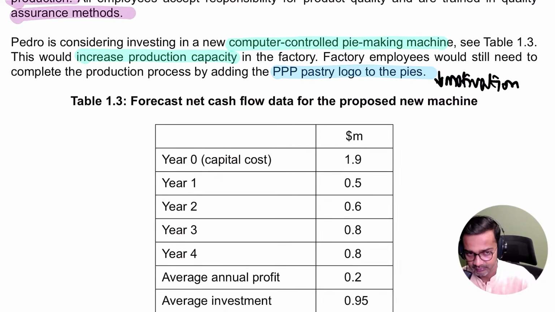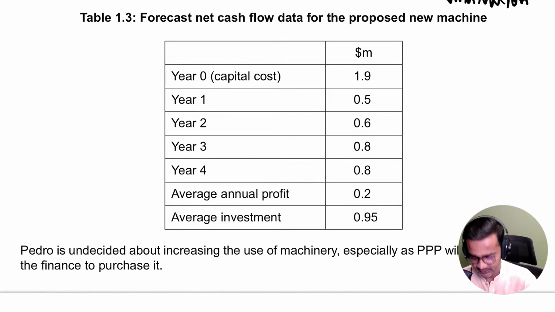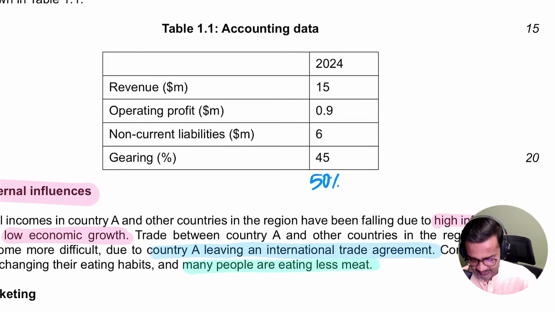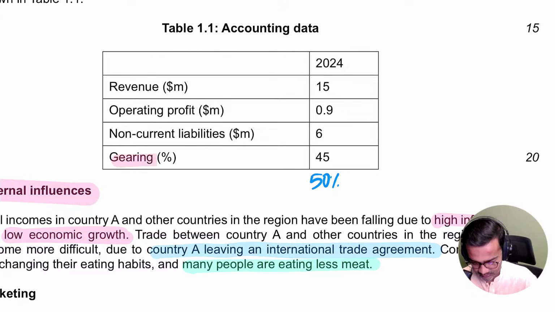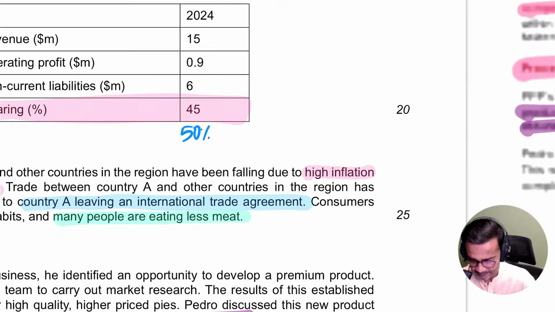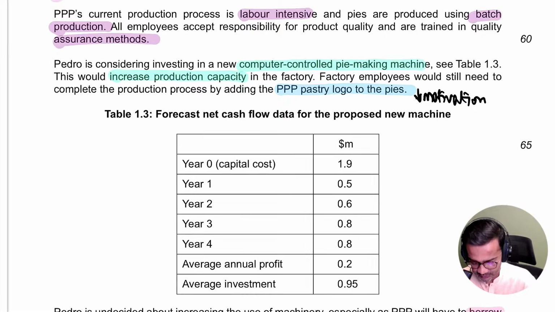Then we're given some financial data here, and we end the case study with this, that Pedro is undecided about increasing the use of machinery, especially as PPP will have to borrow the finance to purchase it. So here's one more catch, that in order to expand they will need to borrow. And this is where earlier on in the case study they had given us gearing here, right? Gearing was at 45%, so they could still afford to borrow. I'm going to use that information as well later on. Okay, so this is what we know about this.